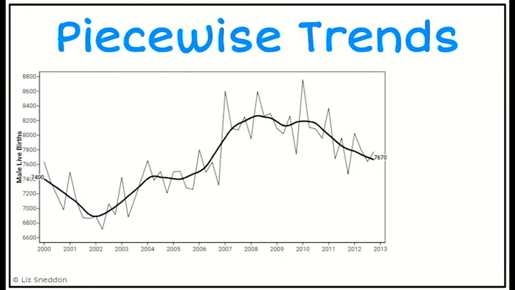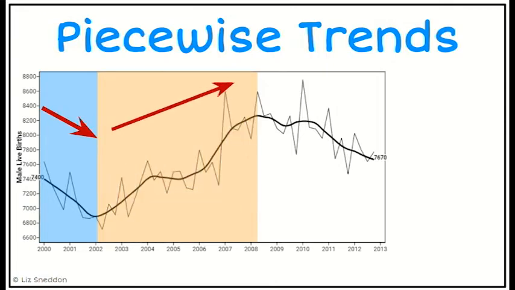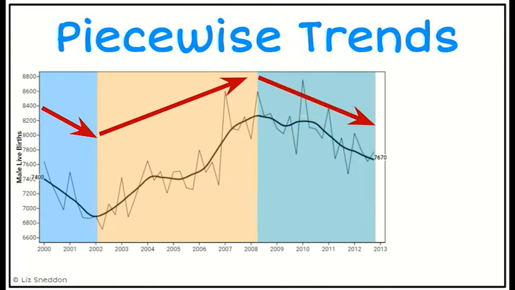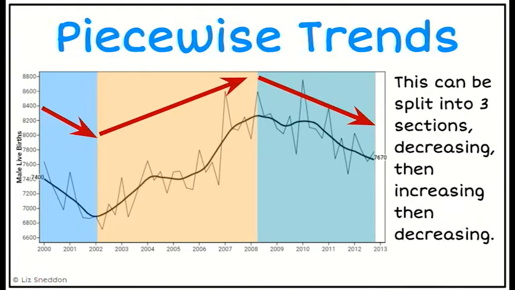For example, in this graph we have the section at the start which goes downwards. Then the next significant section goes upwards, so it's increasing. And then the last section goes downwards. That's the kind of thing we're talking about, where there's a big change in the trend over several years. So this one I would split into 3 sections.